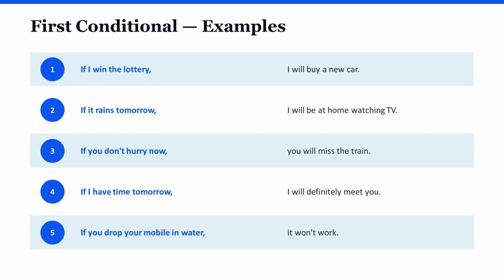Example 4. If I have time tomorrow, I will definitely meet you. A plan that depends on a condition. Example 5. If you drop your mobile in water, it won't work. A probable result of a real action. Notice how the if clause is in the simple present, and the main clause uses will for the simple future.